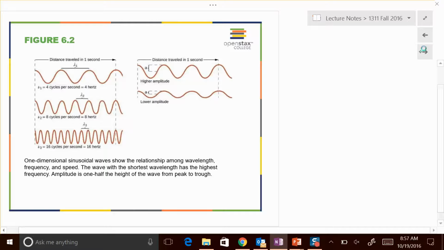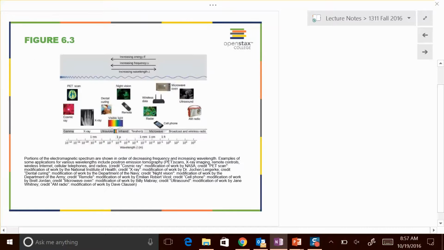Here it's showing the distance traveled in 1 second. 4 cycles per second, 8 cycles. So you can see more cycles as you get a smaller wave. It's not that they're traveling faster. They're all traveling at the same speed. It's just that the wavelength is shorter for each one, which changes that amplitude.